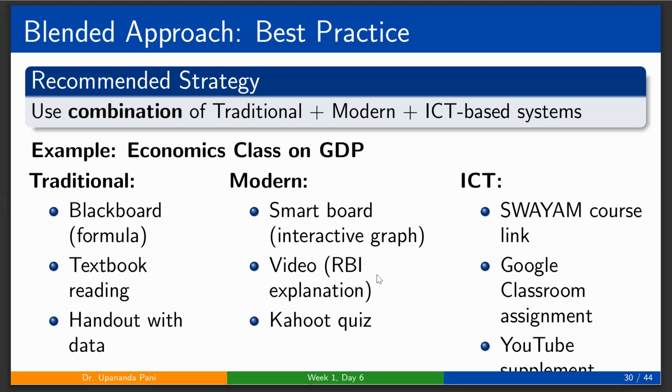Suppose for example, an economics class on GDP, let us try to understand how different approaches or support systems give the resources. Traditional, I will be using Blackboard, formula based, textbook reading and handout with the data. In the modern system, I will be using Smartboard, interactive graph, then video, I can use the RBI explanation, or I can use the Kahoot quiz. Then ICT, where I can use Swayam course link or Google Classroom assignment or YouTube supplement and so on.